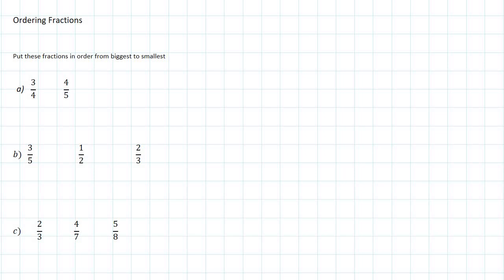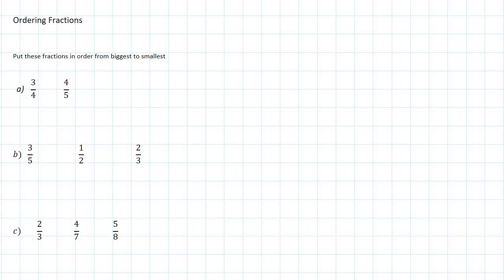We're going to have a look now at ordering fractions. Now, if you haven't already watched our video on equivalent fractions, I would really recommend that you watch that first, because that's going to be the number one skill that we use here. Okay, so we're going to put these fractions in order from biggest to smallest.